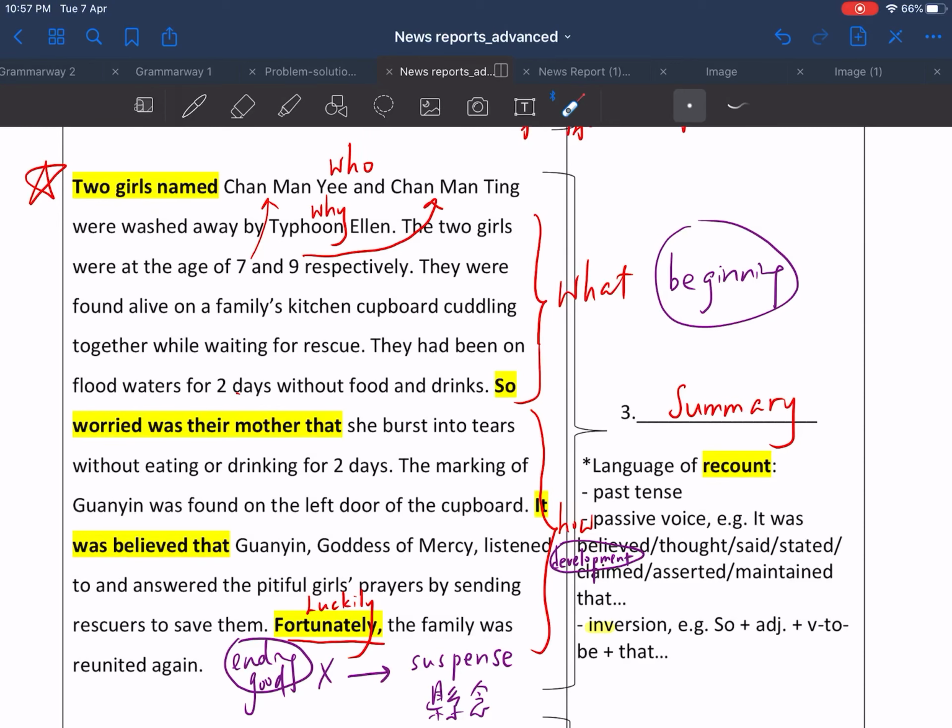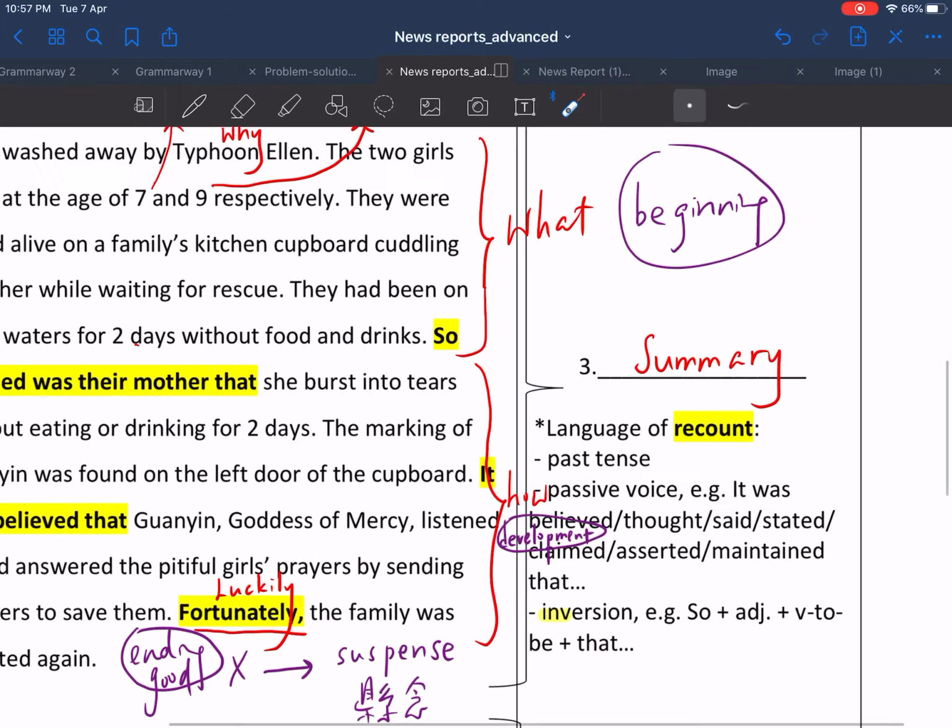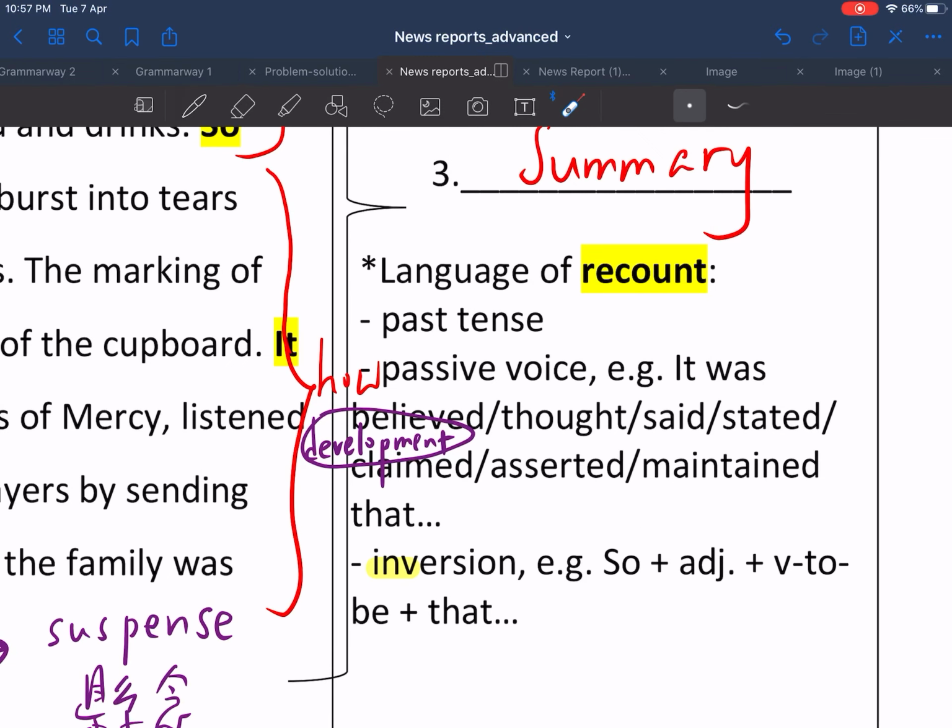About the language for the summary part of the news report. There are three language items I would like to draw your attention to. The first one is simple past tense. Remember, when you write a news report, you need to use simple past tense because you are doing a recount. You are telling the sequence of the events. So remember to use the past tense.